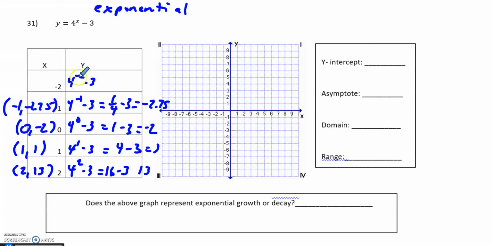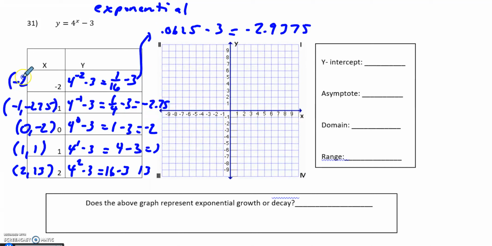And then 4 to the negative second is 1/16 minus 3. And 1/16 is really, if I write it up here really quickly, 0.0625. And if I subtract 3 from that, I would get negative 2.9375. So my last point is negative 2 comma negative 2.9-ish. So it looks like I'm slowly approaching negative 3. So if I graph these points to the best of my ability, negative 2 comma negative 2.9 is really, really close to negative 3.